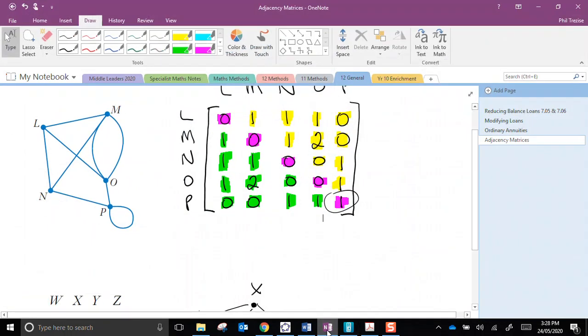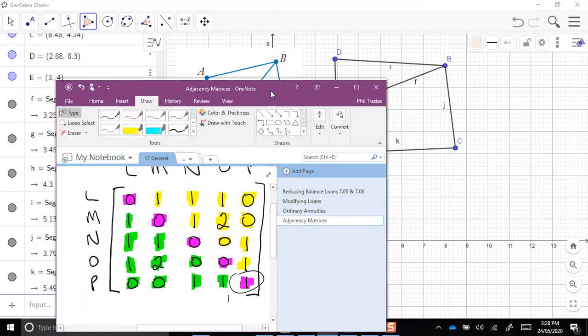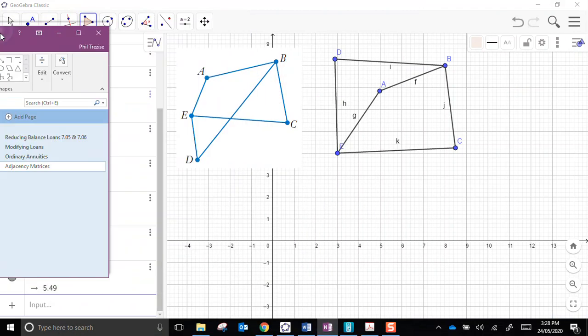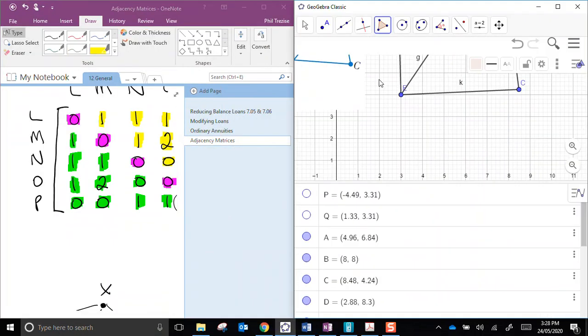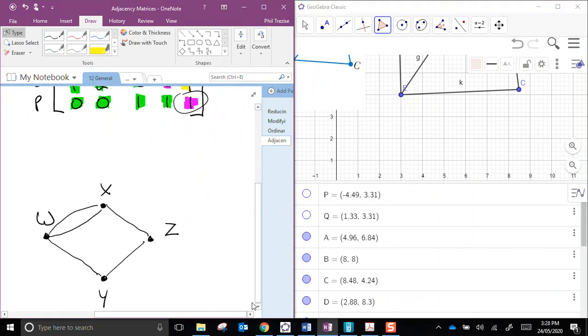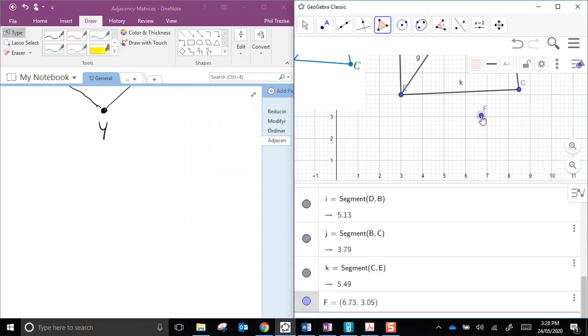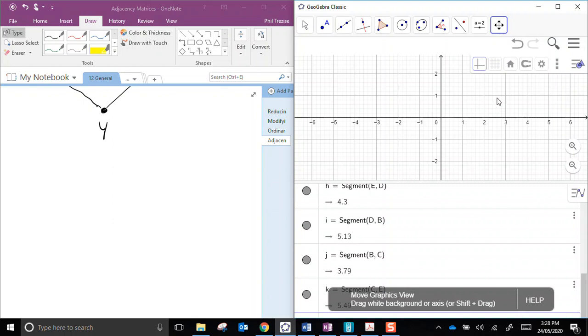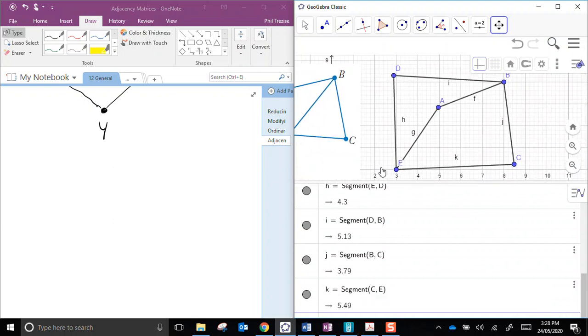Now where did my notes go? Let's just push the notes across a little bit to the side. There we go. I just want to write something down here. Give myself a bit more room. There's my graph.